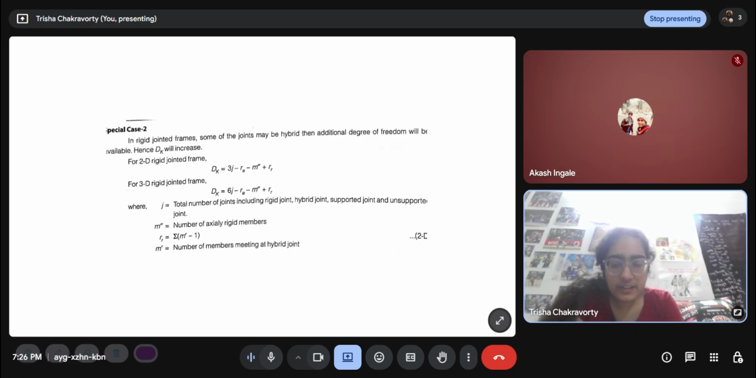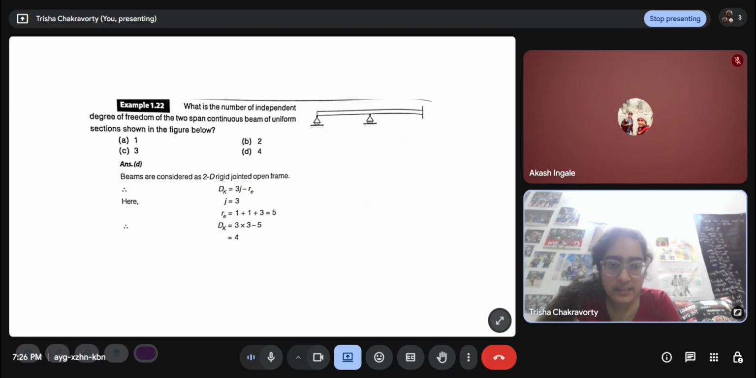Special case in rigid jointed frames: some of the joints may be hinged. Then this is again the case of an internal hinge, which we have seen. Let's see. What is the number of independent degrees of freedom of the two-span continuous beam of uniform section? One, two, three joints, and supports one, one, three. So there are five support reactions. So Re is five, J is three, so DK is four.